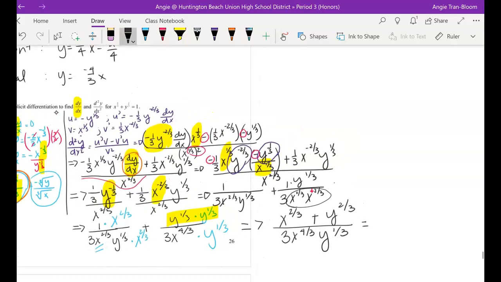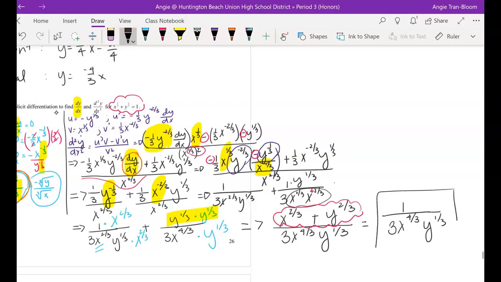This is the part where it's super important. That right there, and right there. I have to use substitution and plug it back in. So this is 1/, because x to the 2/3 plus y to the 2/3 is 1. So I have to take that out and put in 1, because that's even simpler. 3x to the 4/3, y to the 1/3, and I think that's as far or as simple as I can go. That is the second derivative.